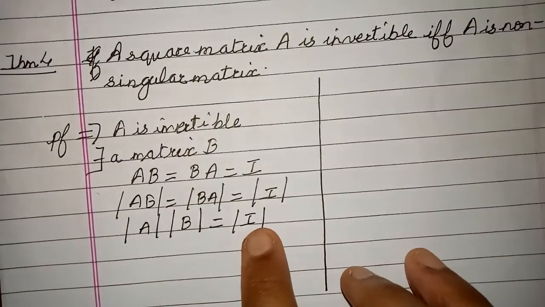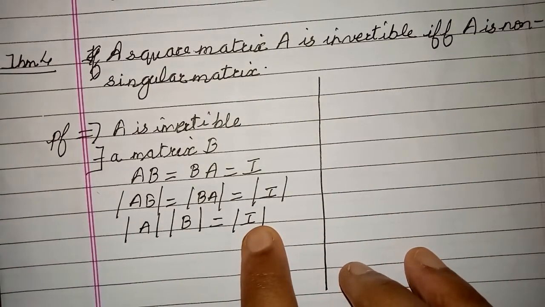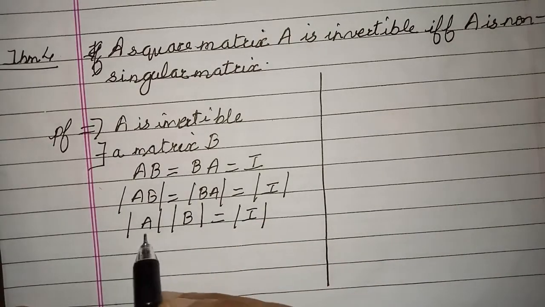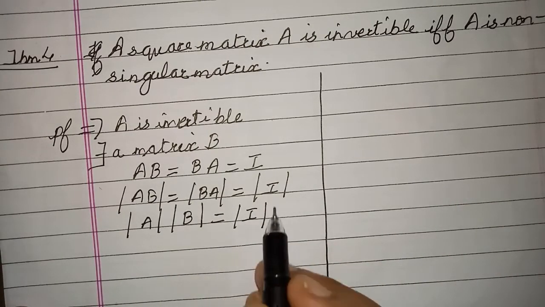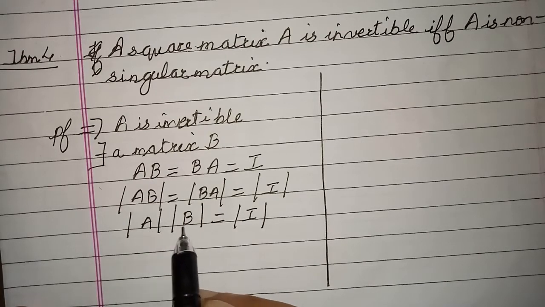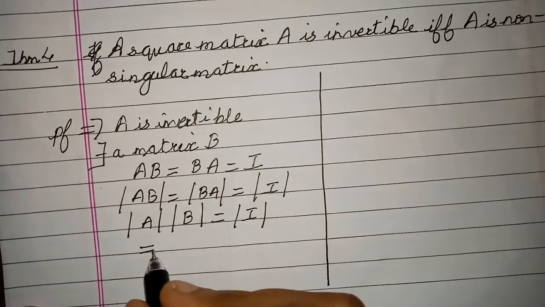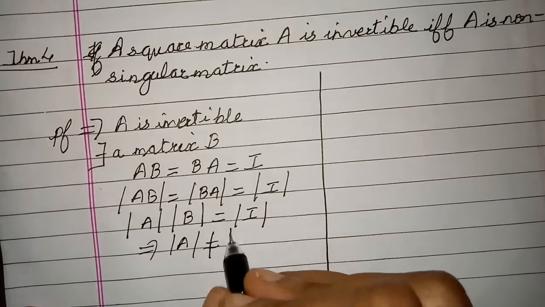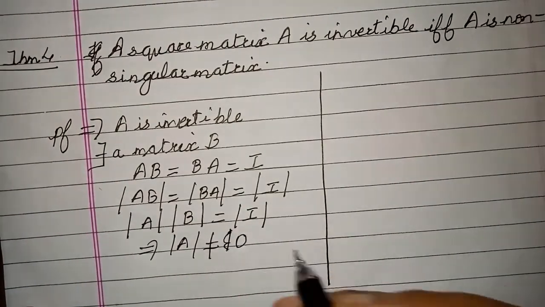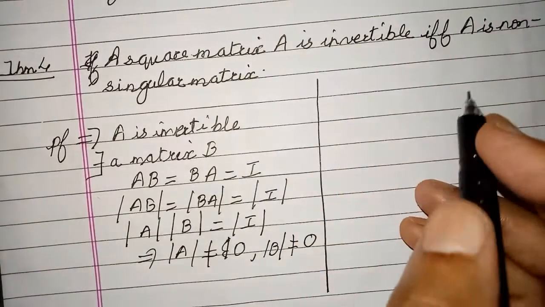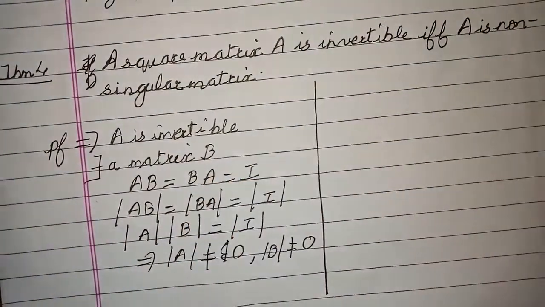Now you know that determinant of identity matrix is not 0. It is actually 1. So what do you mean by that? If the right side has to be 1, that means these two cannot be 0. Even one of them cannot be 0. If one of them is 0, then determinant of I will become 0, which is not true. So determinant of A is not equal to 0 and determinant of B is also not equal to 0. Therefore you can say that A is a non-singular matrix.